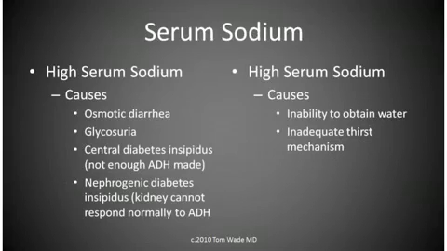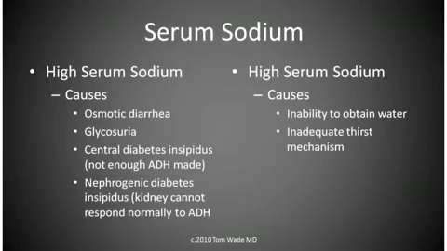The causes of high serum sodium include osmotic diarrhea. Osmotic diarrhea occurs when the intestines are unable to digest foods and the undigested food draws water into the colon, causing diarrhea. High serum sodium can occur with glycosuria. This is loss of glucose in the urine, which draws water along with it. This can occur when the blood sugar is very high.